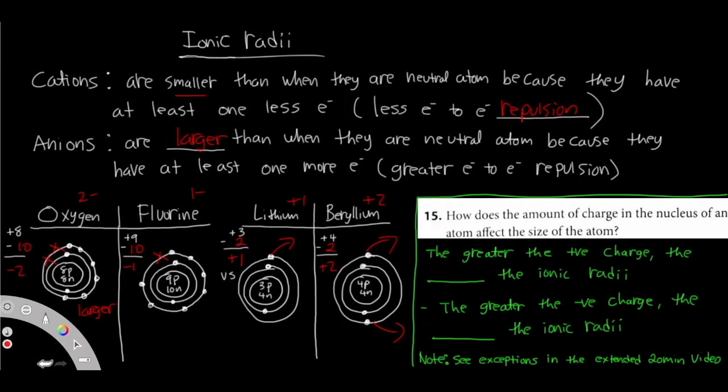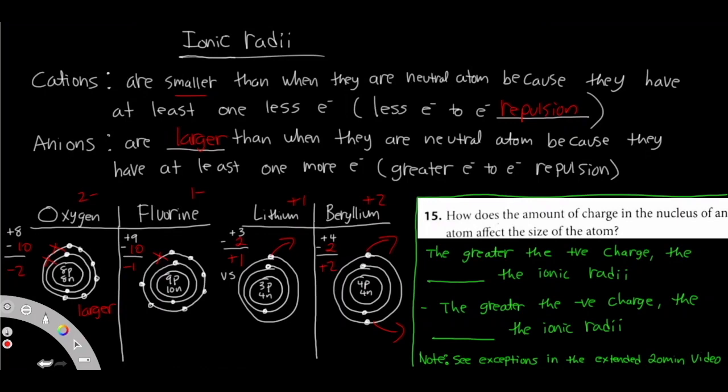They both only have 2 electrons right now. However, beryllium has 4 protons as opposed to lithium's 3 protons. 4 protons is greater than 3. So because of effective nuclear charge concept, the electrons are going to want to go more towards the center of the nucleus here because there are more protons. It is more attracted to it.